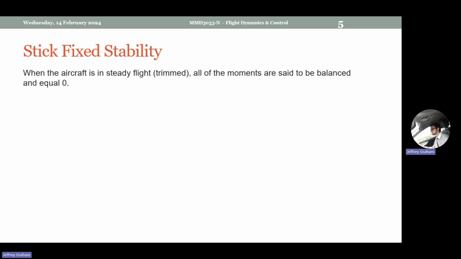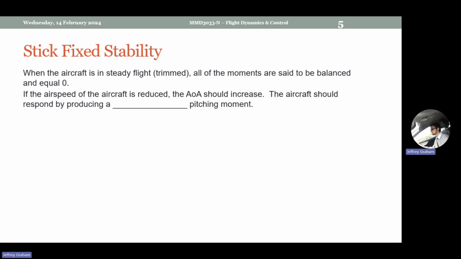Scenario: the aircraft in question, we need to reduce the aircraft speed, but what we don't particularly want is to change the altitude. So it says here the angle of attack should increase. In principle, for positive stick fixed stability, the aircraft will respond with a nose down or an anti-clockwise moment. Right, principle of this, there's our lift equation.